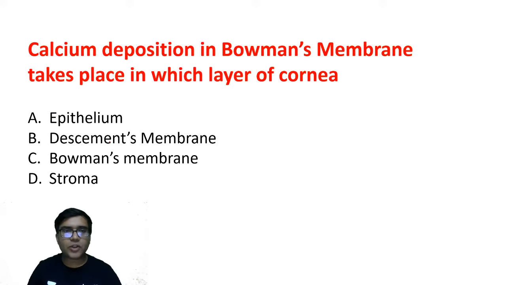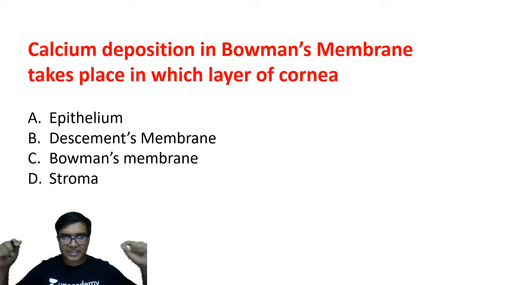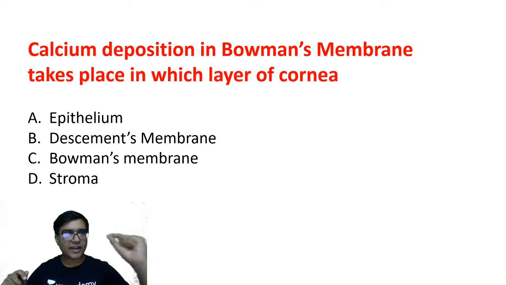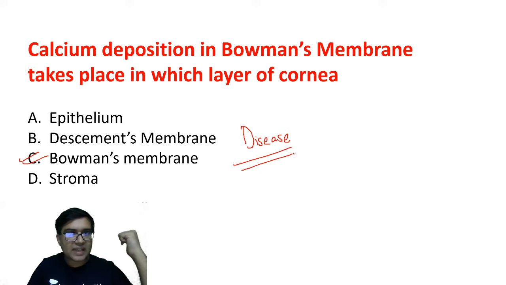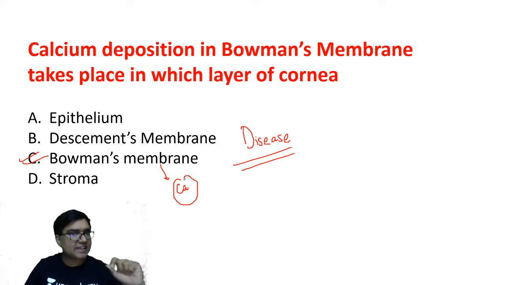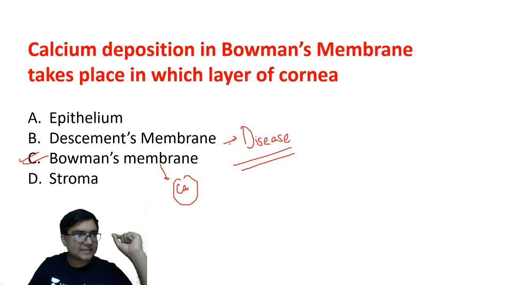The next question for you is, calcium deposition in Bowman's membrane takes place in which disease? We are asking about a disease where there is calcium hydroxyapatite deposition in Bowman's membrane. Can you name the disease? Yes, Rahul, very good. It is band shaped keratopathy.